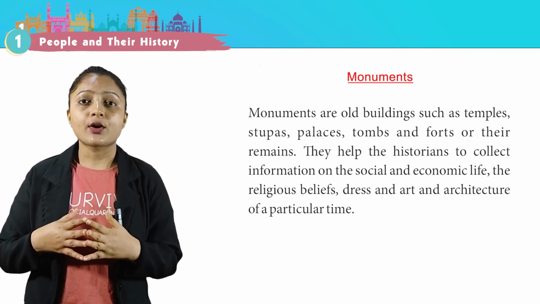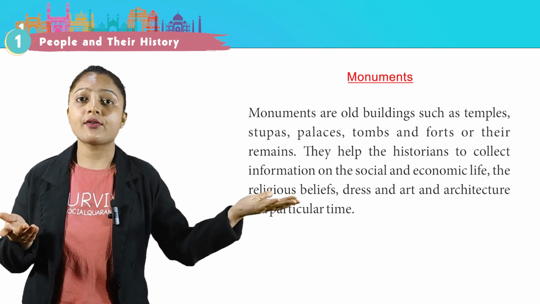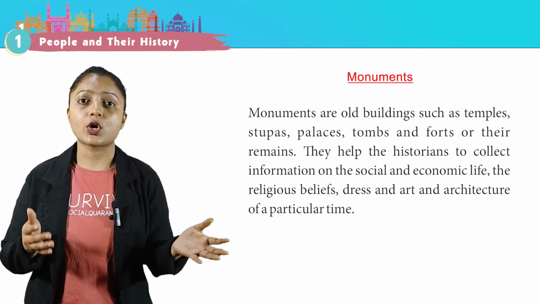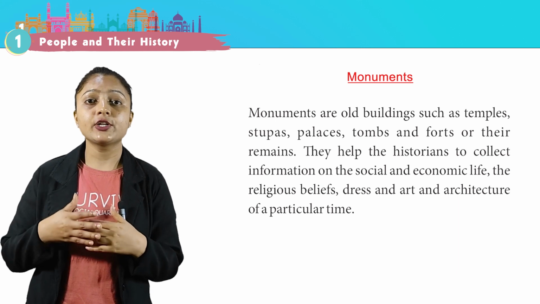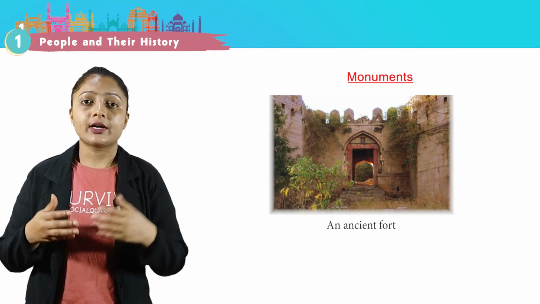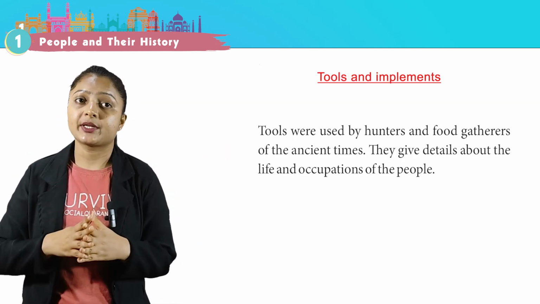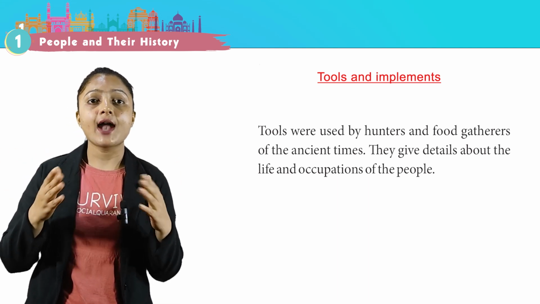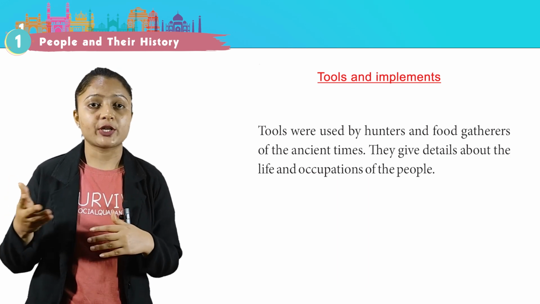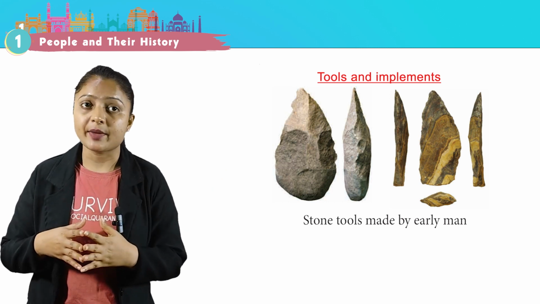Monuments. Monuments are old buildings such as temples, stupas, palaces, tombs, and forts, or their remains. They help the historians to collect information on the social and economic life, the religious beliefs, dress and art and architecture of a particular time. Look at this picture. This is the picture of an ancient fort. Tools and implements. Tools were used by hunters and food gatherers of the ancient times. They give details about the life and occupation of people. This is the picture of stone tools made by early man.